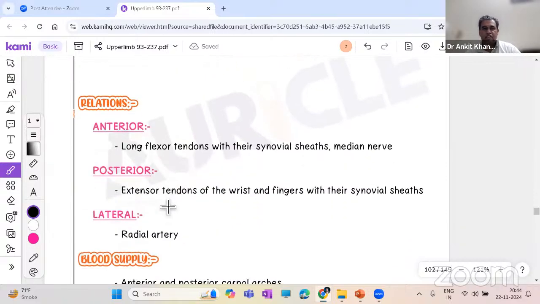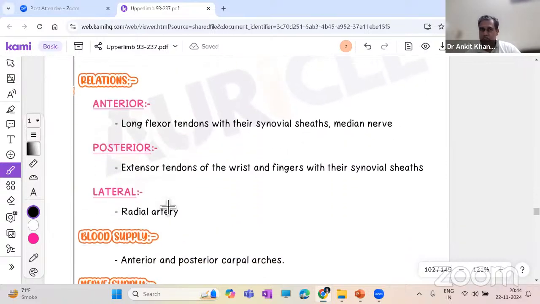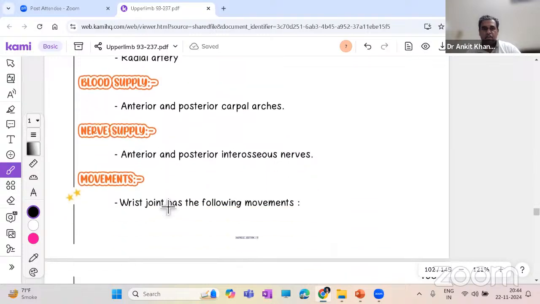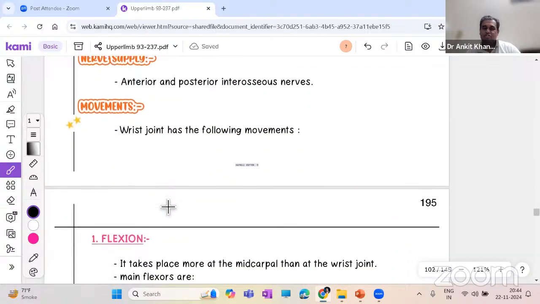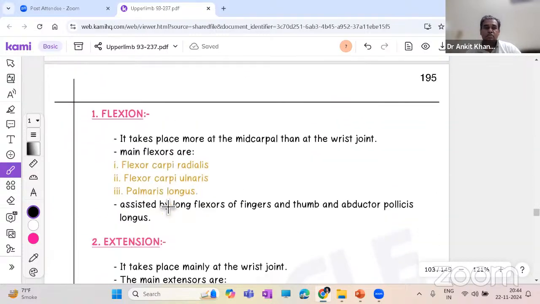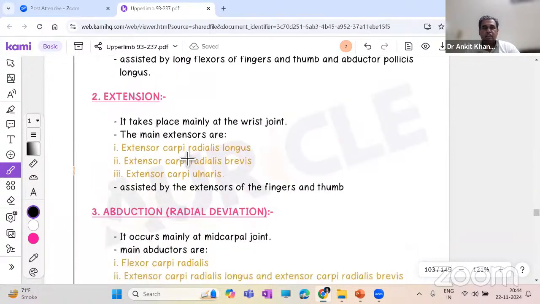Relations: we can see the various relations in the wrist joint, the tendons, and you can write about them. Then blood supply, and obviously come the movements. What are the movements and what are the muscles causing them? This is very important. Here the applied part comes in. In the beginning, before moving to this notes part, I told you what things you have to write if any question comes on the joints. So you have flexion, you have extension, you have abduction.